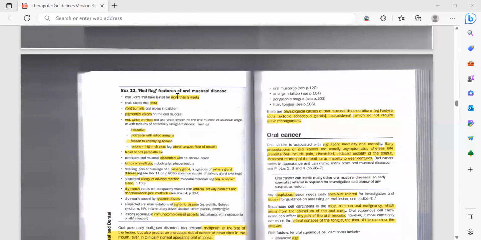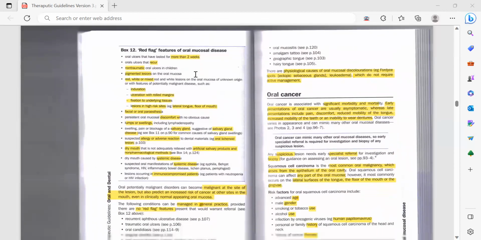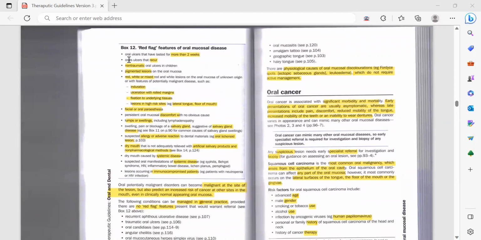Okay, and red flag features of oral mucosal disease, which are those. So I made this like a trick for me, so it might help you guys. So these 3 points are for ulcers only.